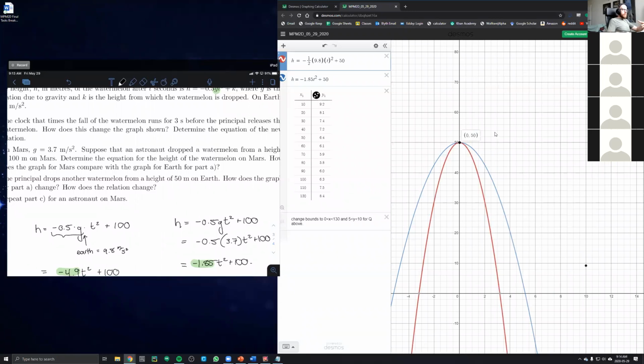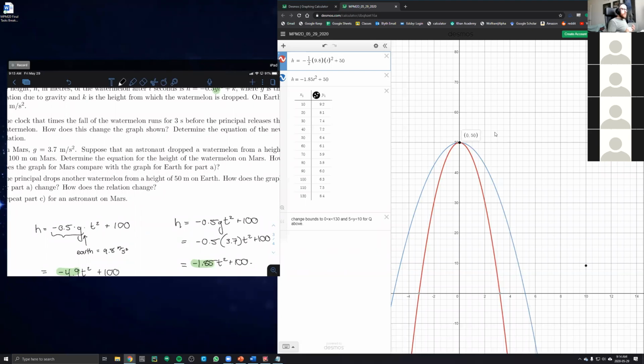Now again, the width or the stretch or compression of the graphs, those aren't changing, right? They're still reflected, nothing else is changing. The only thing we're doing is we're translating the graph down 50 units because we're dropping it 50 meters lower than our initial drop point.